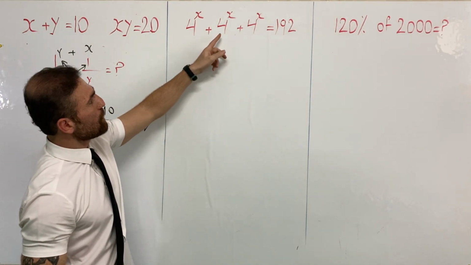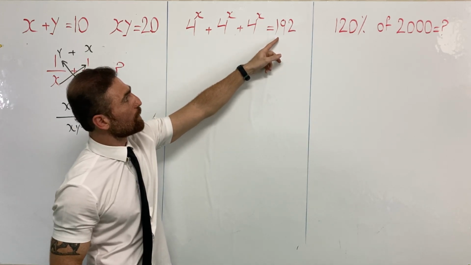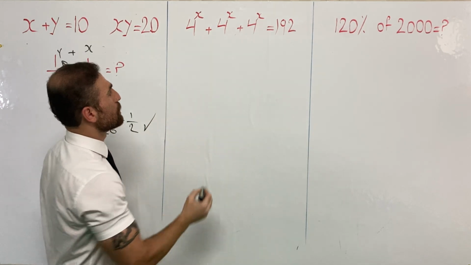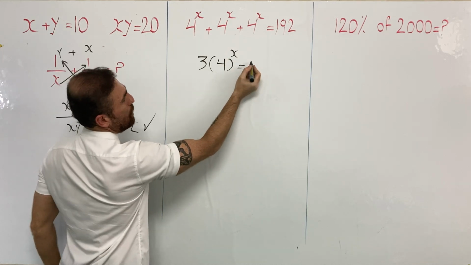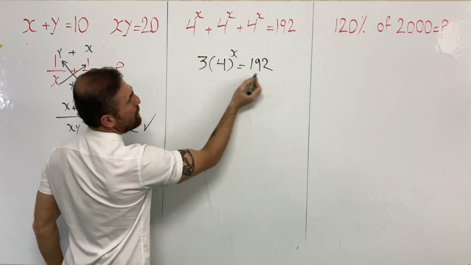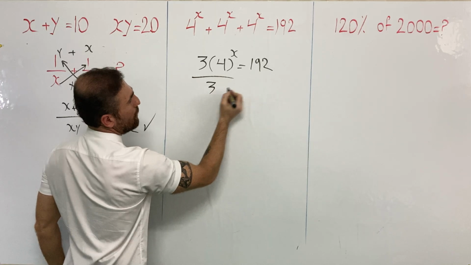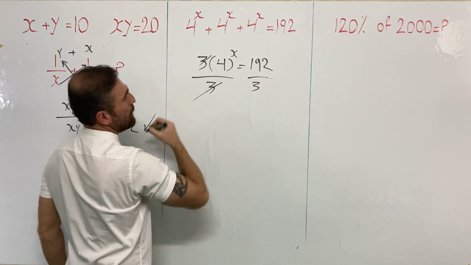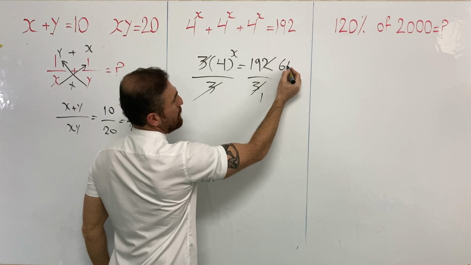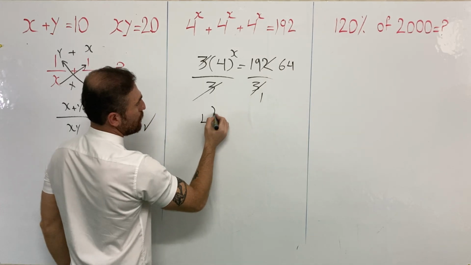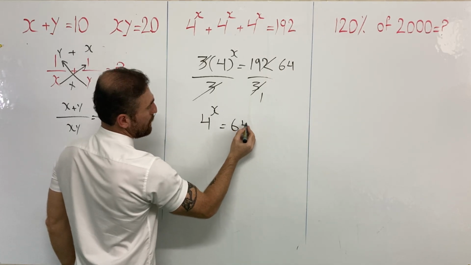Next, 4^x plus 4^x plus 4^x equals 192. How many 4^x do we have here? 3. So I write it here: 3 times 4^x equals 192. Both sides divide by 3. This 3 cancels off. 3 divided by 3, 1. 192 divided by 3, 64. So I write here 4 to the power of x equals 64.